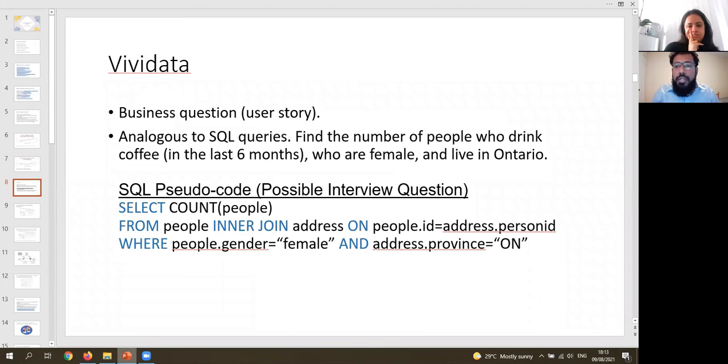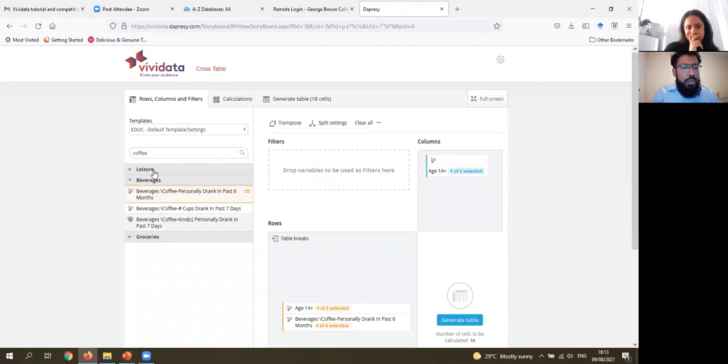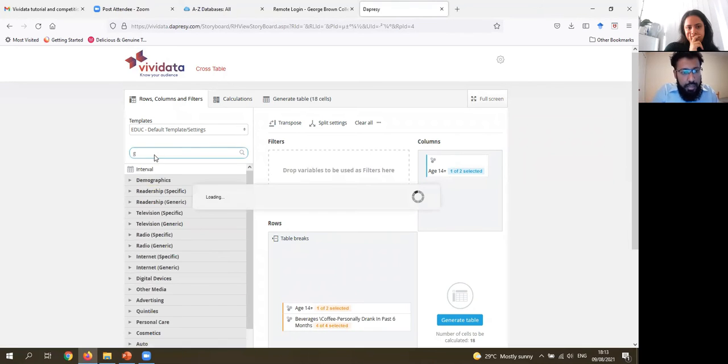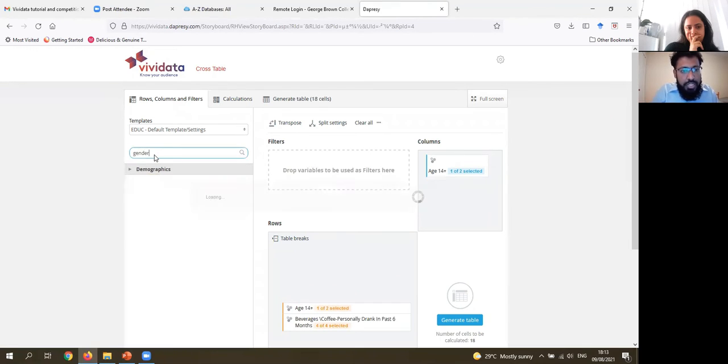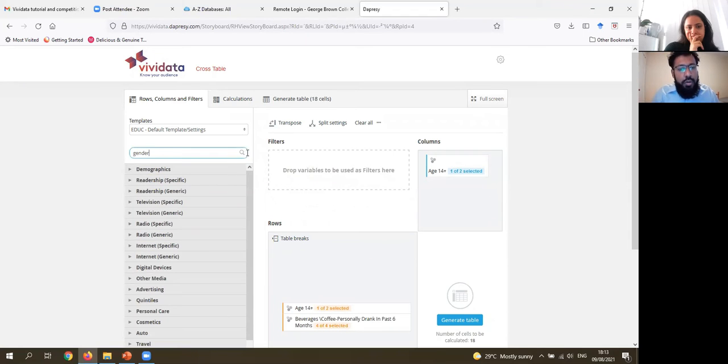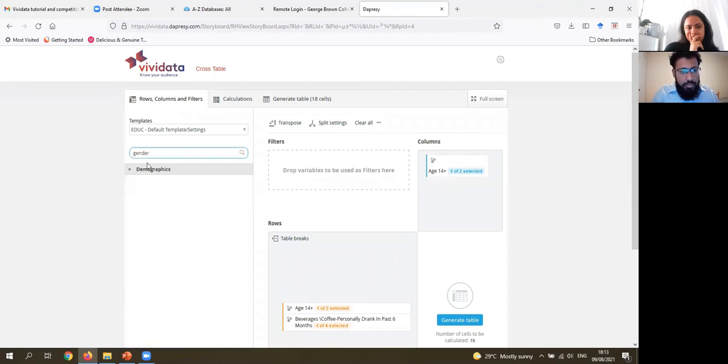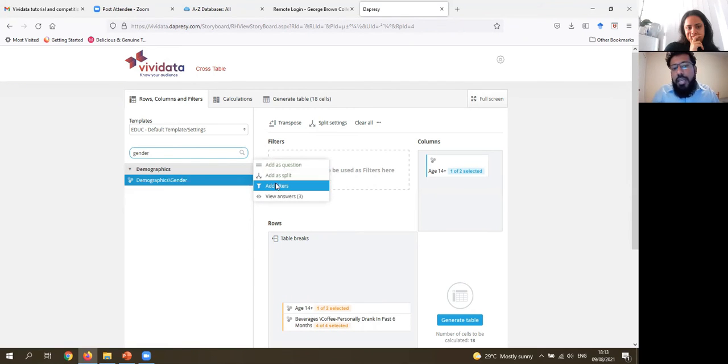We need to add some filters. So we need only those people who are female and who live in Ontario. So I will remove my search query and I will look for the demographic, and I think I need something which has gender in it, and I will click on my search. Yep, I got it. So add this as a filter.